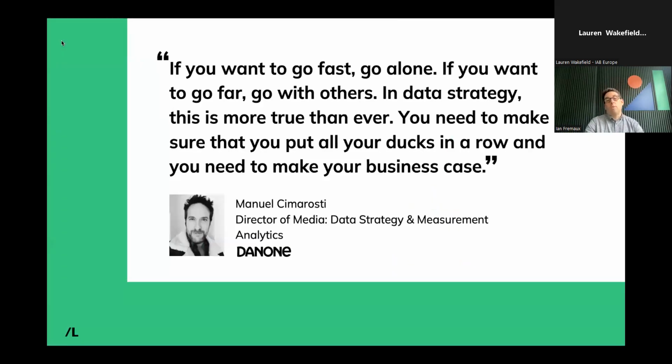And we got this quote from Manuel, who was the director of media, which I really liked, especially that first piece. So if you want to go fast, go alone. If you want to go far, go with others. So I really like the fact that it says, look, it's not going to be easy. There's more things to do to collaborate. But if you do take the effort of finding the right people to collaborate with and get your internal teams on side for doing this, it's going to give you bigger advantages longer term. It's going to enable you to do things that you're not going to be able to do on your own. So I think it's a great quote from Manuel there.